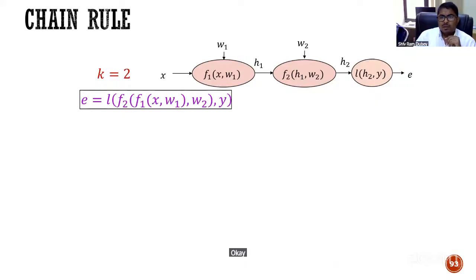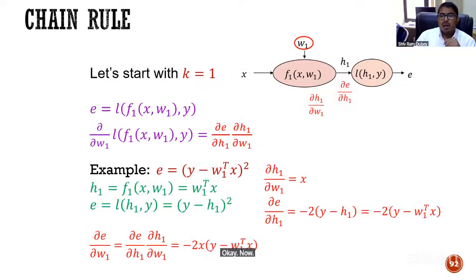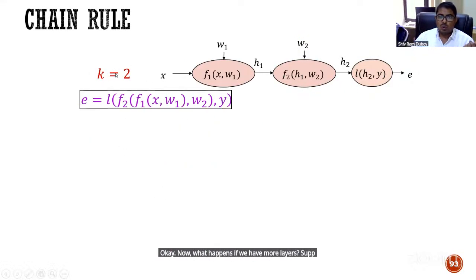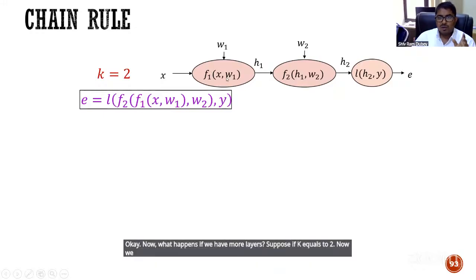Okay. Now, what happens if we have more layers? Suppose k equals 2. Now we have function f1, then we have function f2, and after that we have the loss. Then in that case, we need to find del E divided by del W2 also. We need to find del E divided by del W1 also.